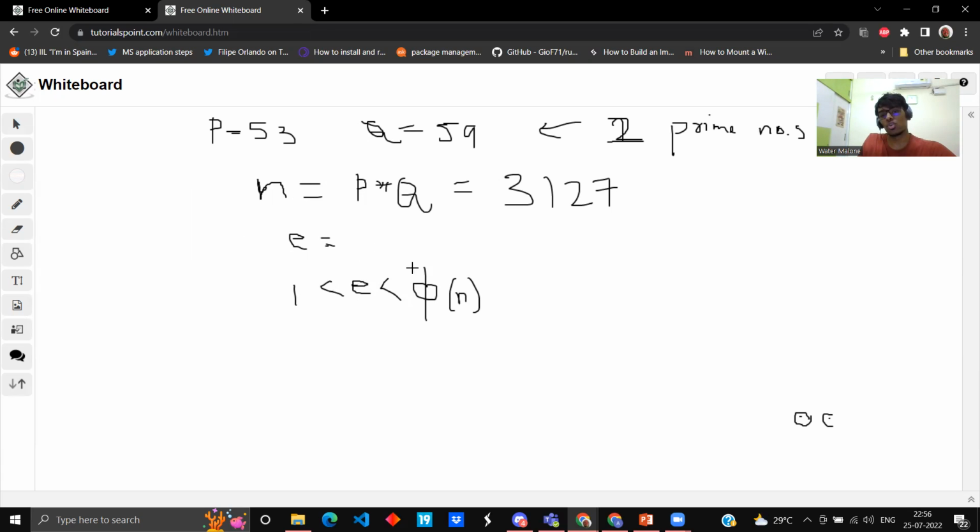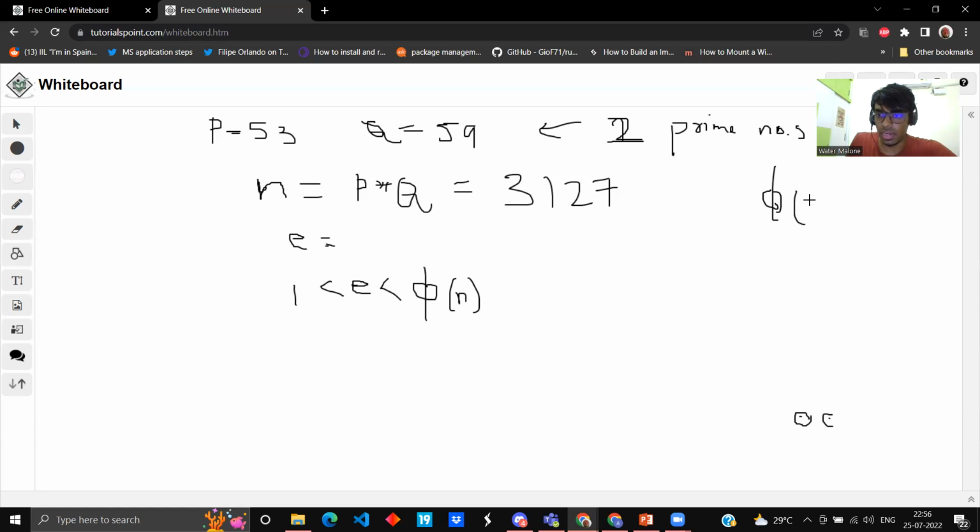Now I'll give you an overview of what this means. This function is called Euler's totient function. It gives you the count of the numbers from 1 to n, the n mentioned here, that are relatively prime. That means the greatest common divisor of each of those numbers with n should be equal to 1. So you have to keep a count of those numbers.